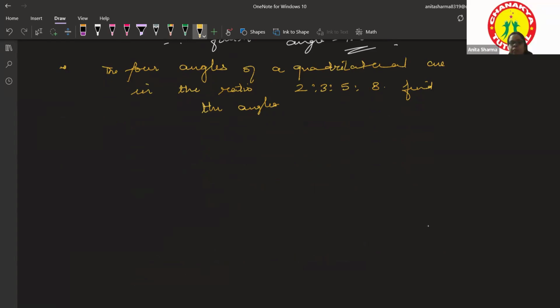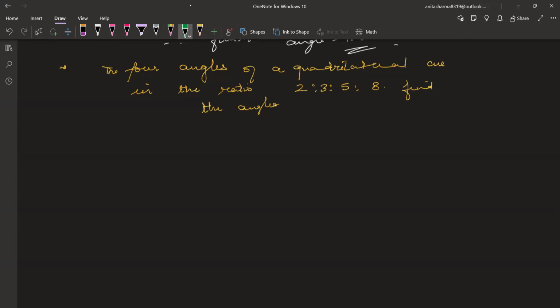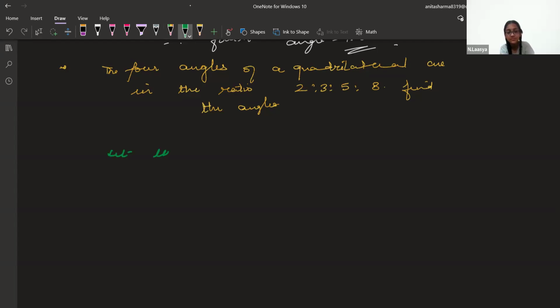Okay. So here we have given the angles in the form of ratio only, and we have to find the angles. So if you have given angles in ratio, then you will suppose let the... Ma'am, I have a doubt, ma'am. Ma'am, here 2:3:5:8 is there. Correct. So these all are individual numbers. We wrote the ratio form.